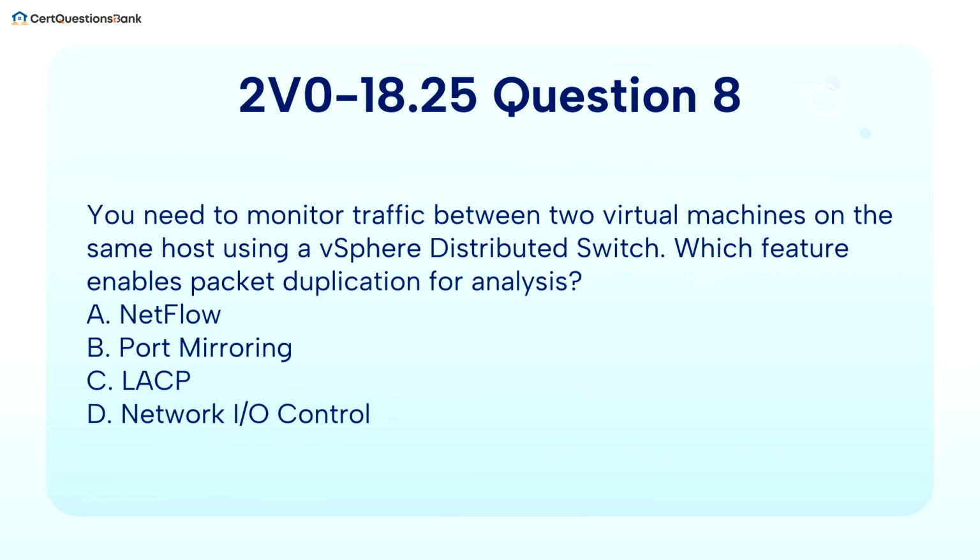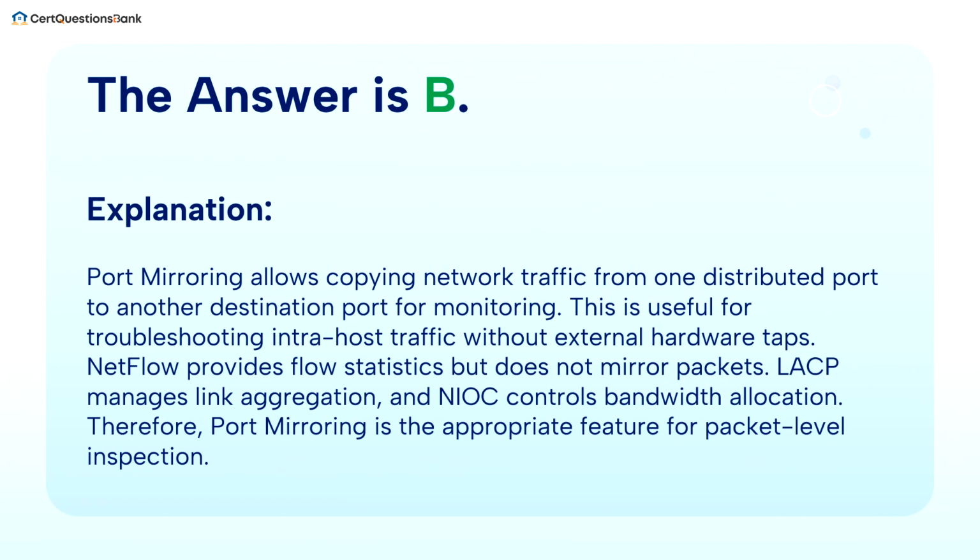You need to monitor traffic between two virtual machines on the same host using a vSphere Distributed Switch. Which feature enables packet duplication for analysis? A. NetFlow. B. Port mirroring. C. LACP. D. Network I/O Control. The answer is B.